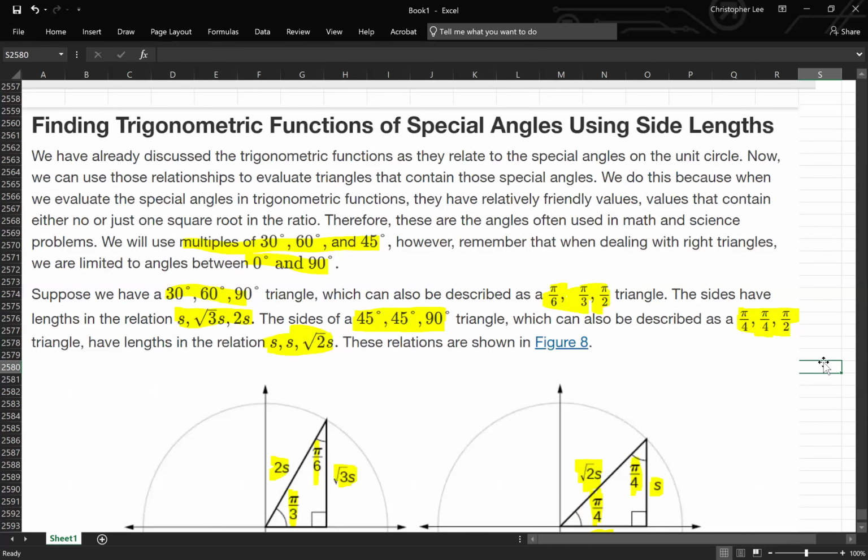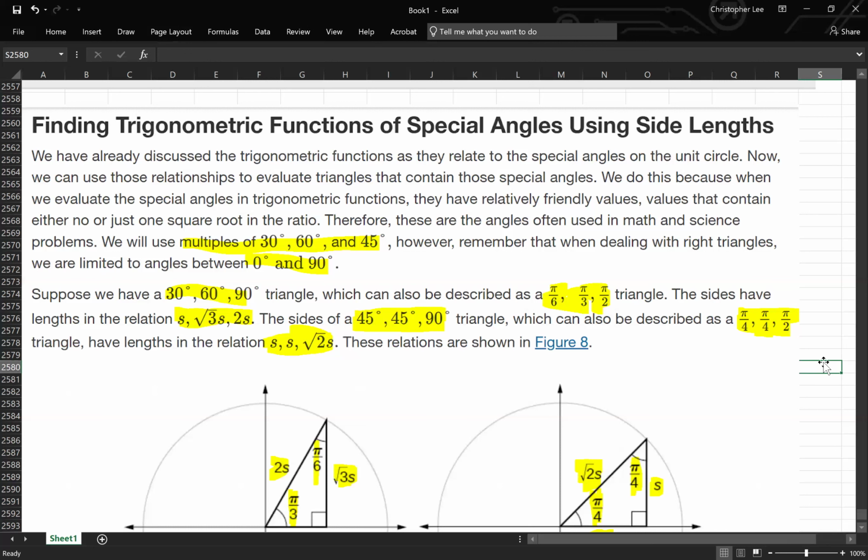So finding trigonometric functions of special angles using side lengths. We have already discussed the trigonometric functions as they relate to the special angles on the unit circle. Now we can use those relationships to evaluate triangles that contain those special angles. We do this because when we evaluate the special angles in trigonometric functions, they have relatively friendly values that contain either no or just one square root in the ratio. Therefore, these are the angles often used in math and science problems. We will use multiples of 30, 60, and 45.